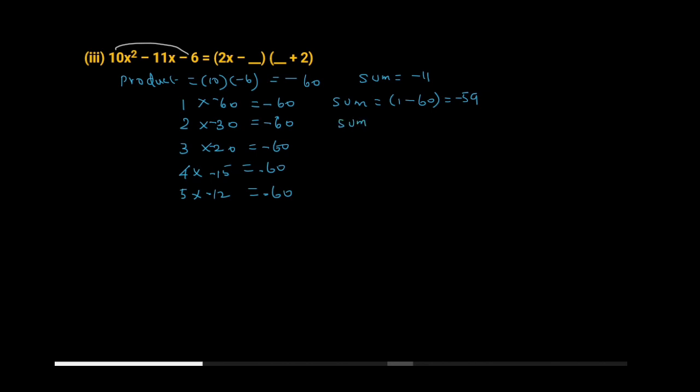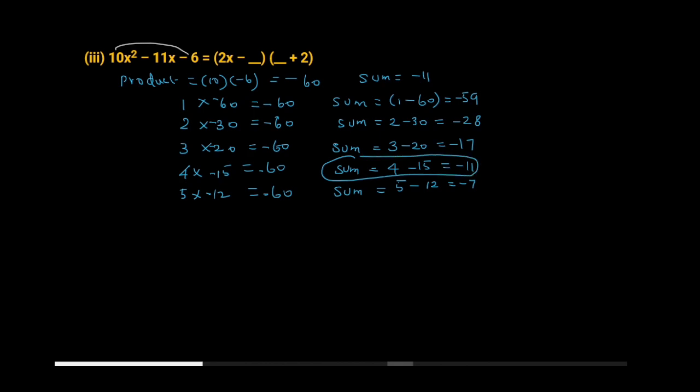So what is the next one? Sum for this, 2 minus 30 is minus 28. This is also a wrong integer. Next sum, 3 minus 20 is minus 17. Wrong. Then next sum, 4 minus 15 is minus 11. Yeah, this is the correct one. Let's check the next. 5 minus 12 gives minus 7. So which are the two correct integers? These two. 4 minus 15 is minus 11. 4 into minus 15 is minus 60.